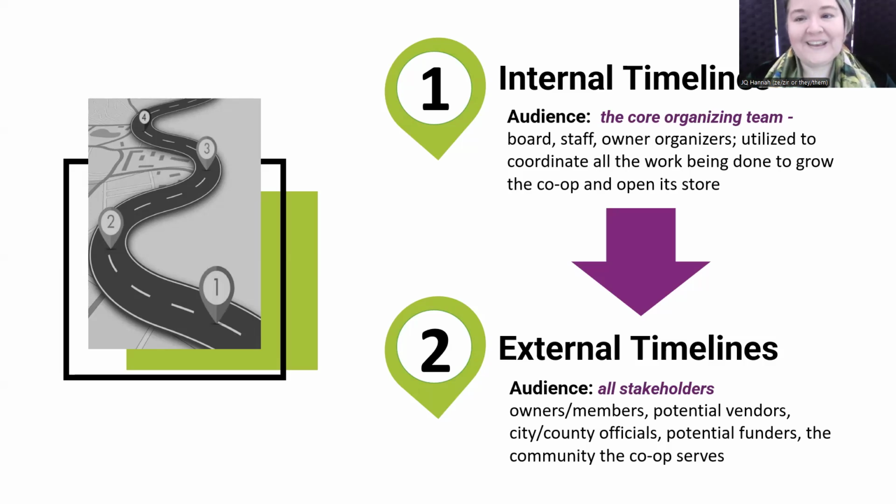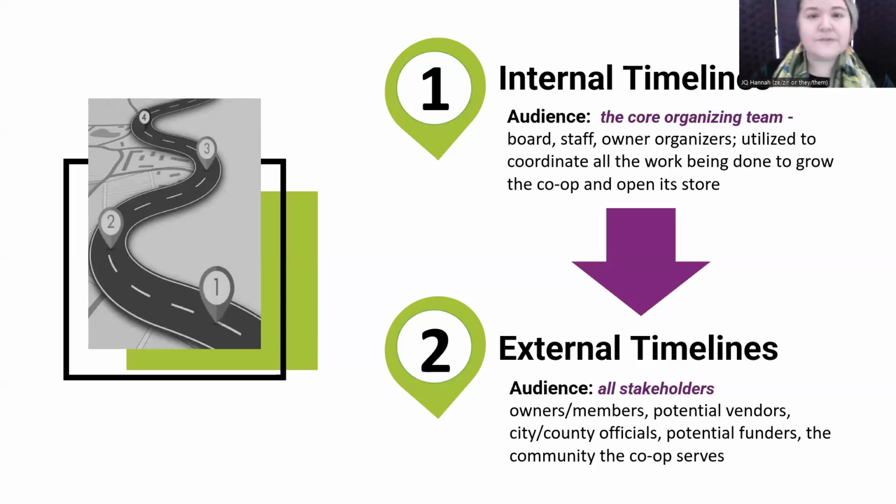So the internal timelines audience is the core organizing team. In a startup food co-op, that means your board. If you have any paid staff of your startup food co-op, they would be included in that core organizing team. And then what we call owner organizers. We have a whole other session at some point that we need to record. We've done it for some of our peer groups, but there's owners who volunteer, and then there's owners who are organizers who help you get things done. Generally, they're the owners who are running an entire committee or very active in a committee. I mean, they are in the work.